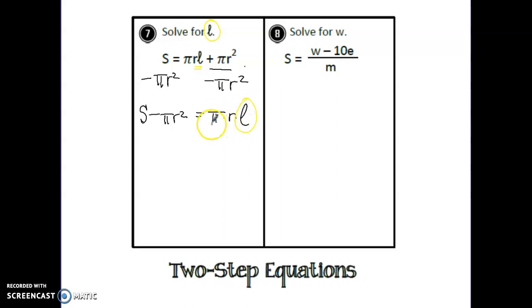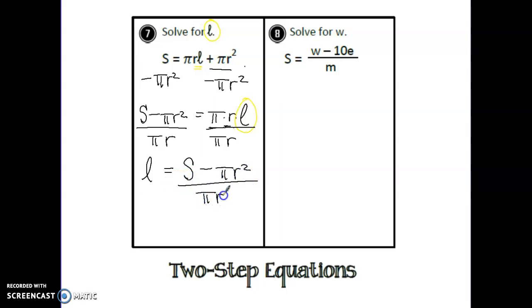So when I look at this, it's been multiplied by pi and r. The inverse of multiplying is division. I am going to divide by pi r. If I divide one side of the equation, I have to divide the other. So when you've simplified this, you found L. You should have had s minus pi r squared, and you can't simplify that anymore because those are not like terms, divided by pi r.